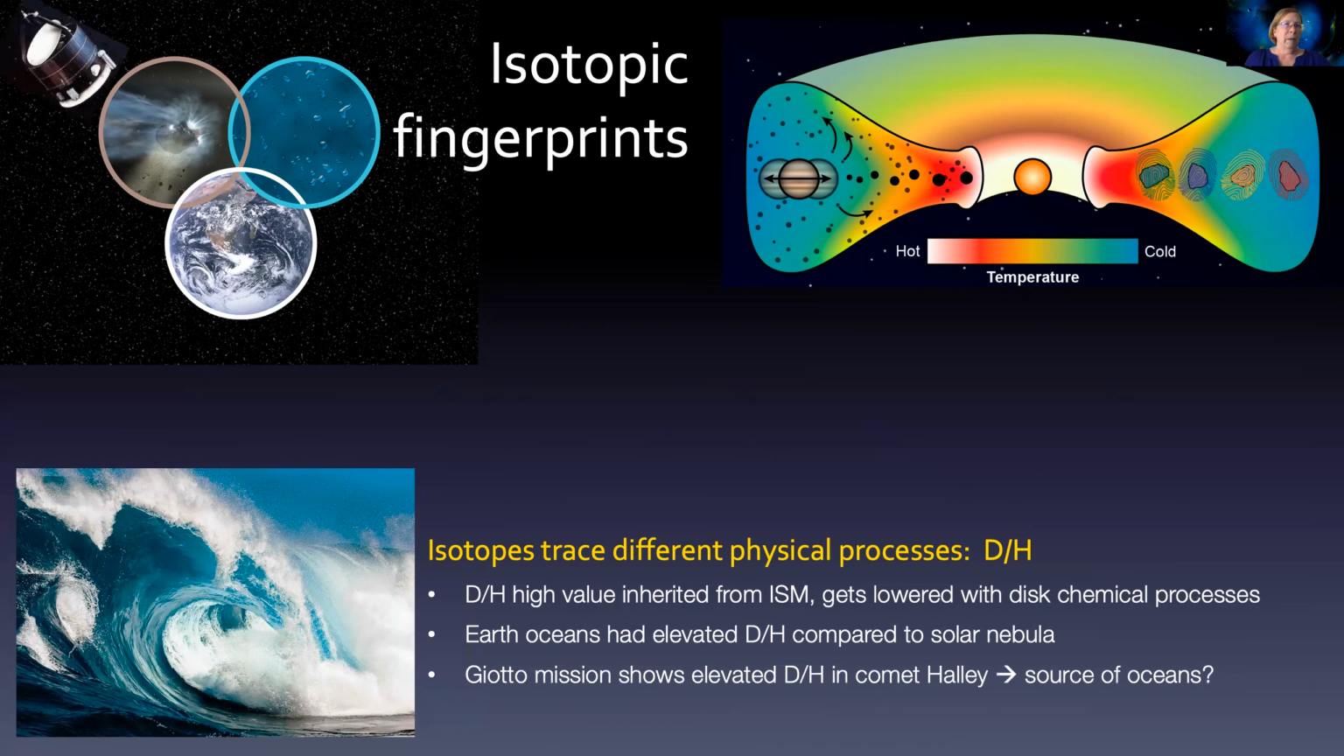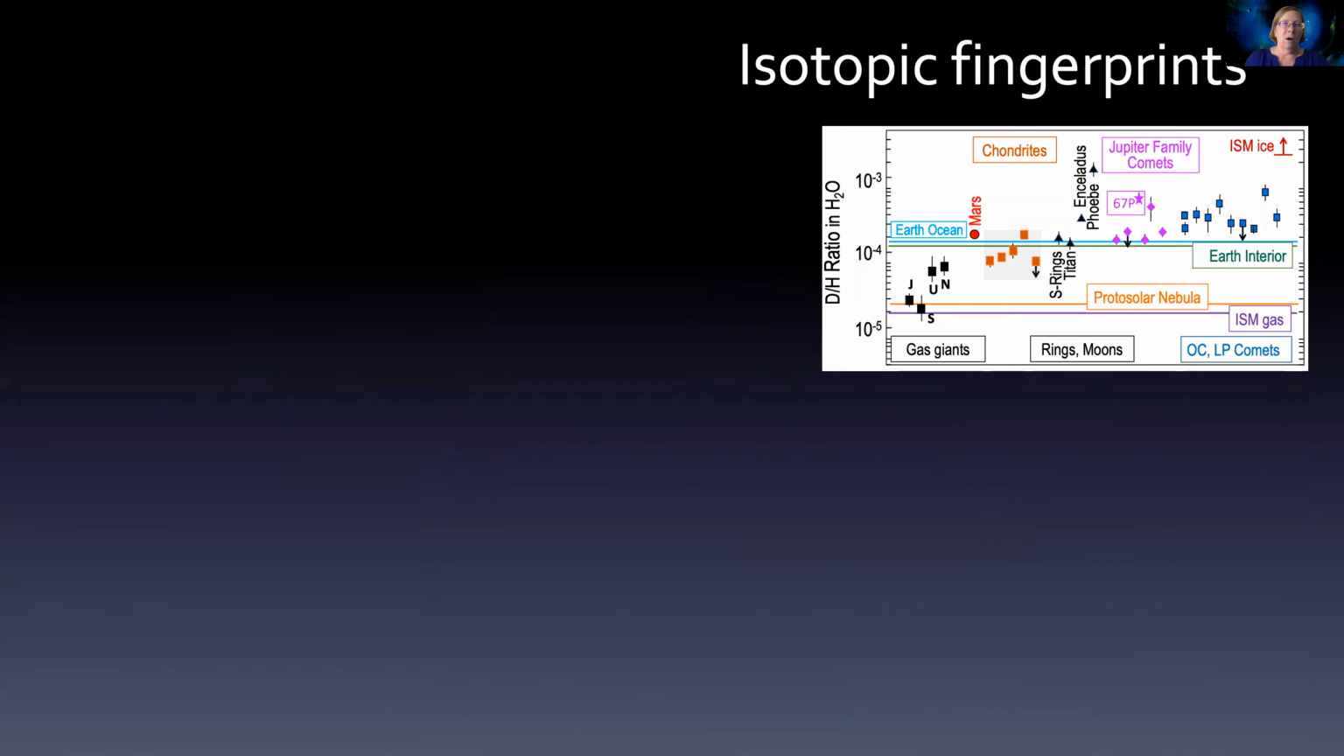With the first space mission to a comet, the Giotto mission, which carried a mass spectrometer, it showed that the D to H was elevated in comet Halley by about a factor of 2 over that of the Earth's ocean. So this gave people the idea this could be the source of Earth's ocean water. And a lot of people spent a lot of time trying to look at D to H in comets after this.